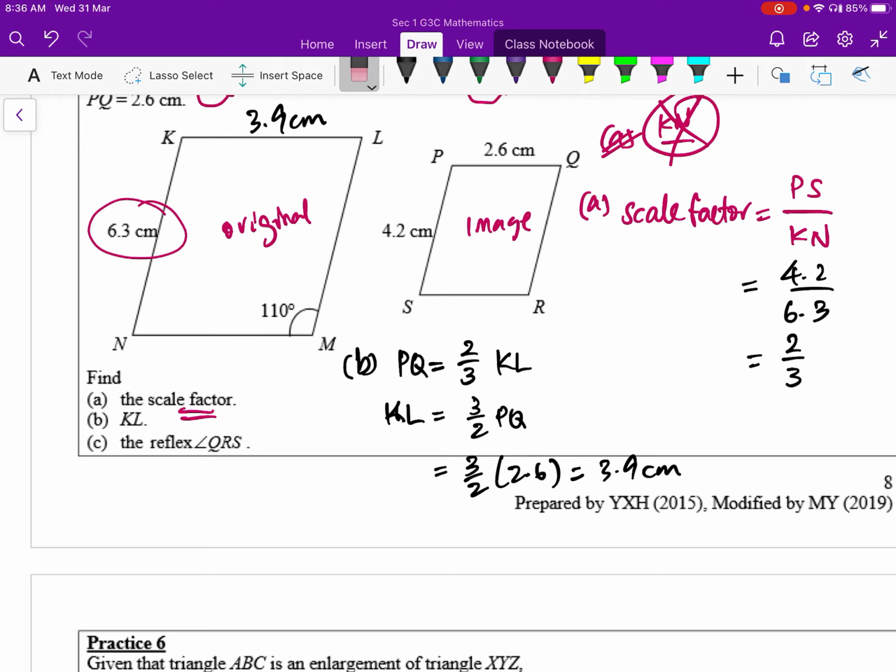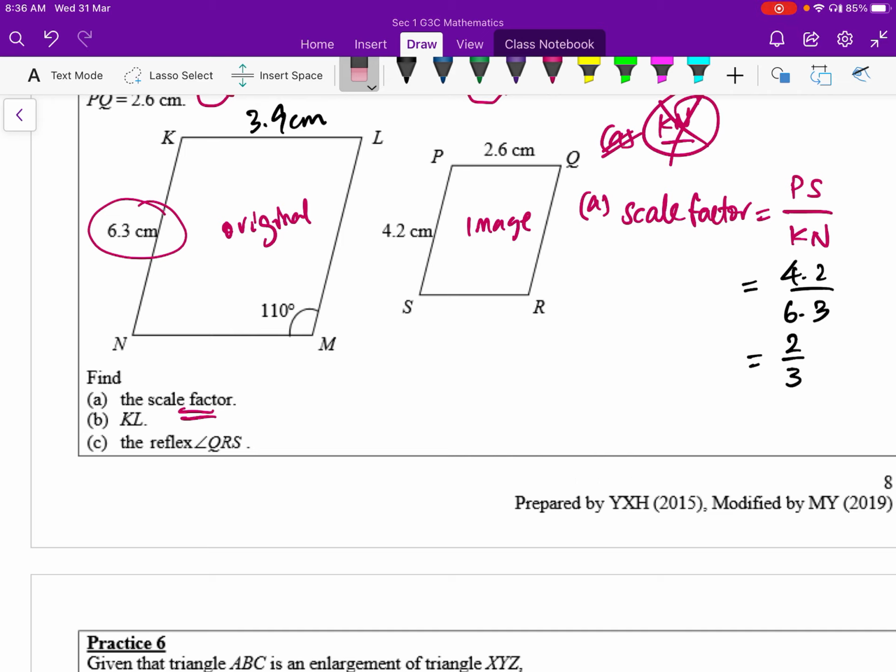Now for part C. I'm just erasing because there's a lack of space. In part C, reflex QRS.